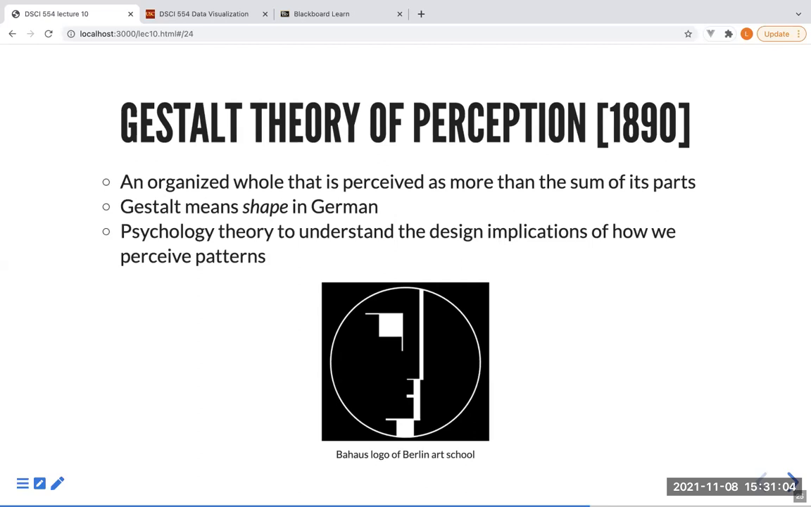So this is just some squares, some lines, and a circle. Because the circle is there, we associate all these lines and these squares together, and we see this as a face.